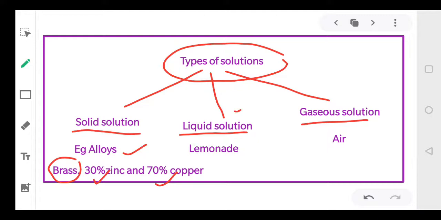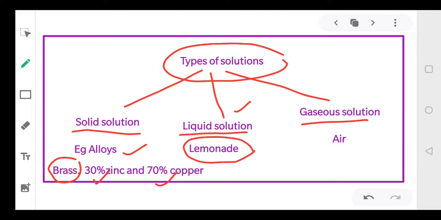Second is your liquid solutions. Liquid solution means your lemonade, यानी आपका नींबू पानी. So नींबू पानी में आप क्या डालते हैं, dear all? We add lemon in water. So the solution of lemon is liquid and water is also liquid.